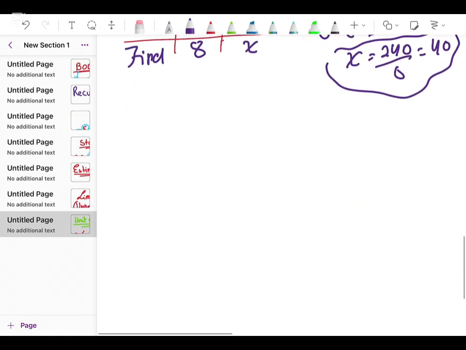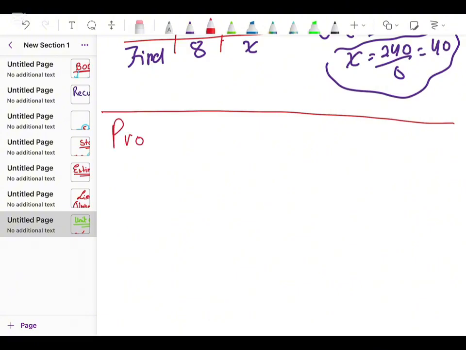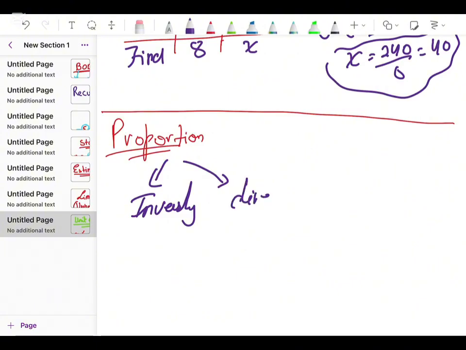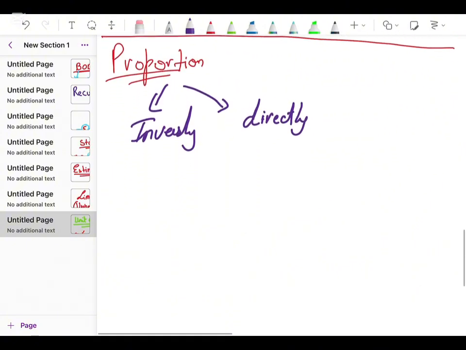Now we will see proportion, the inversely and directly proportion concept, and after completing all the concepts we will see past paper questions as well. It will give you more idea of what type of question comes in the paper. So proportion: in proportion we will see inversely proportion and directly proportion. So first we will do directly proportion.